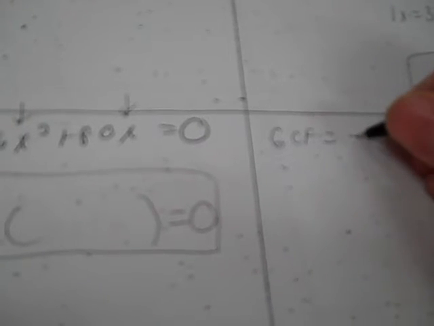GCF. You have a negative in the front, so you need to make your GCF a negative no matter what. You have x squared, and you have x, so we need to put x there. And now we have to check out the 16 and the 80. 16 is smaller, so I use that one because it takes less time.